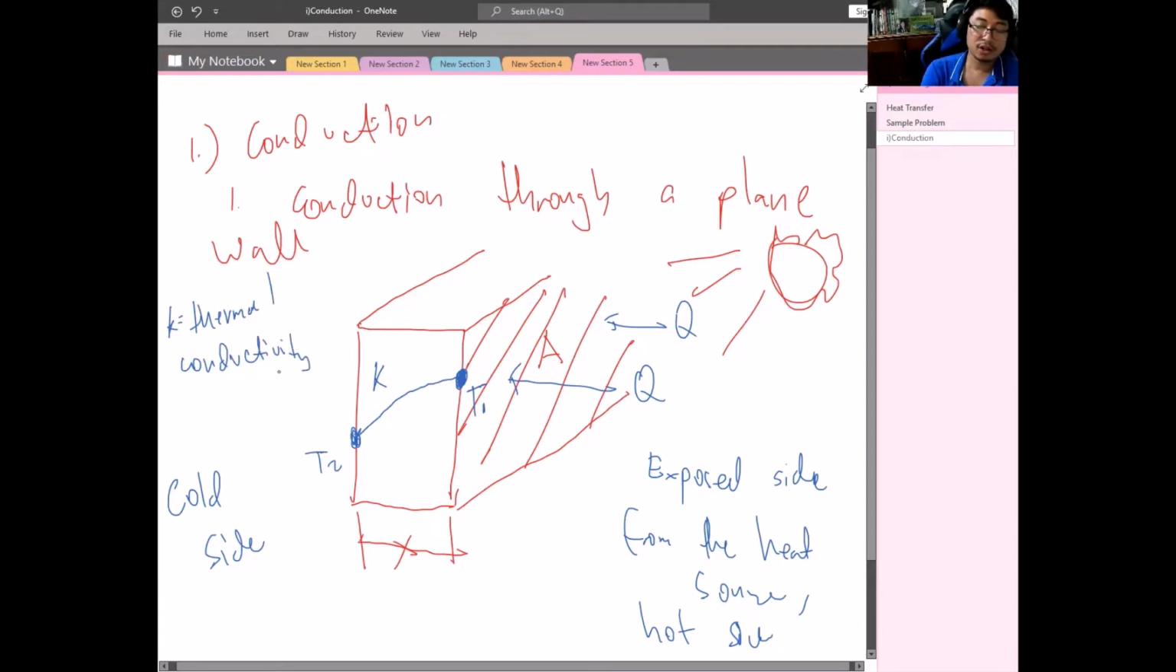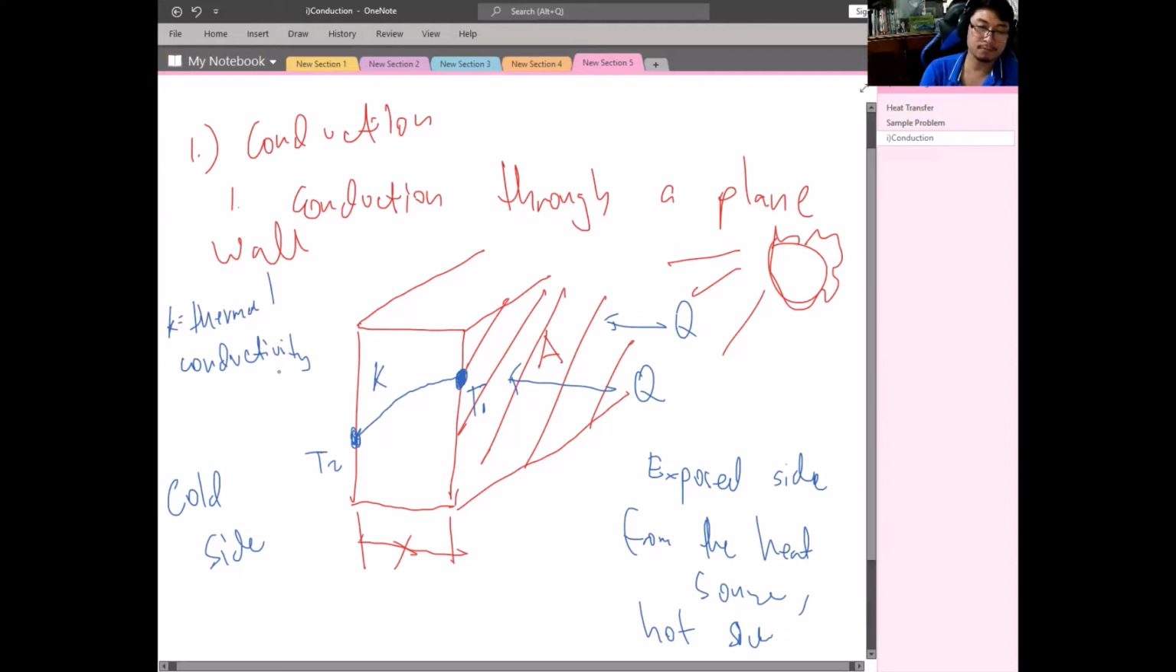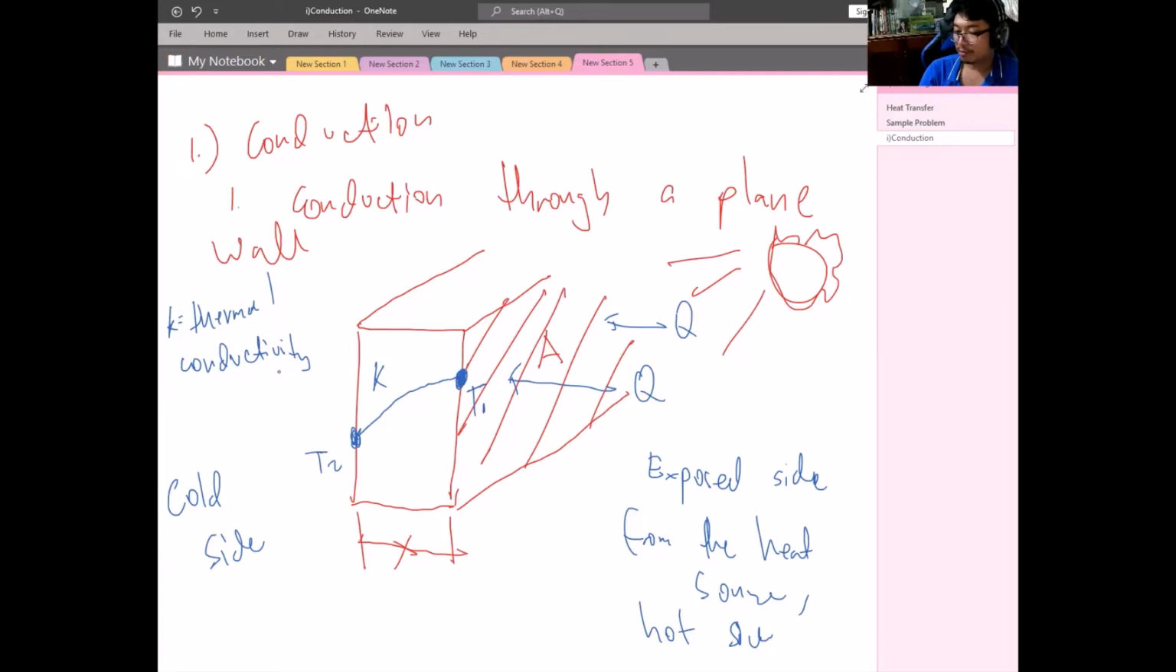So the more the thermal conductivity, the more it absorbs heat. The less the thermal conductivity, the less the heat absorbed, or the less the heat transfer. So the more the thermal conductivity, for example steel, which has a higher thermal conductivity, the higher the heat transfer, so madali siyang uminit.